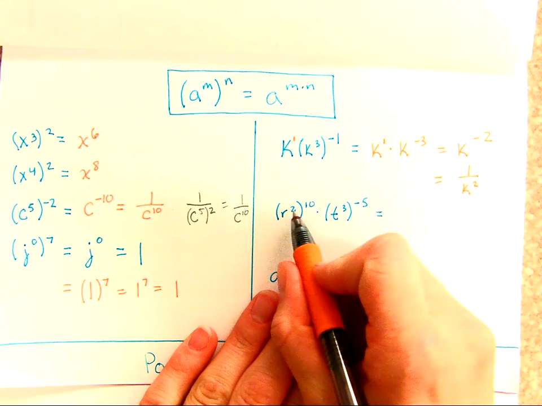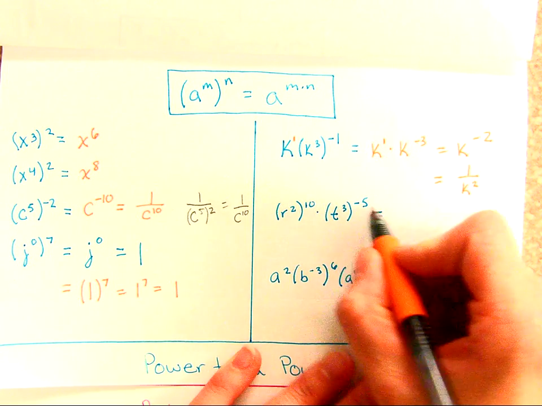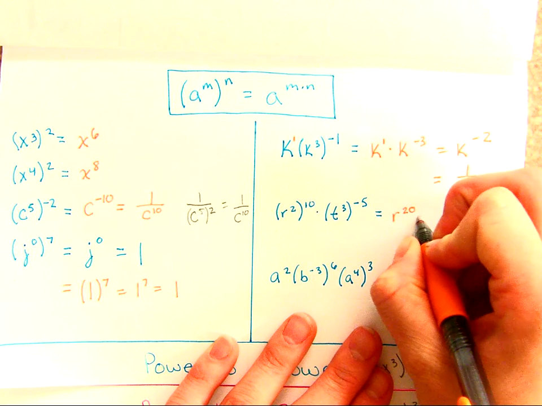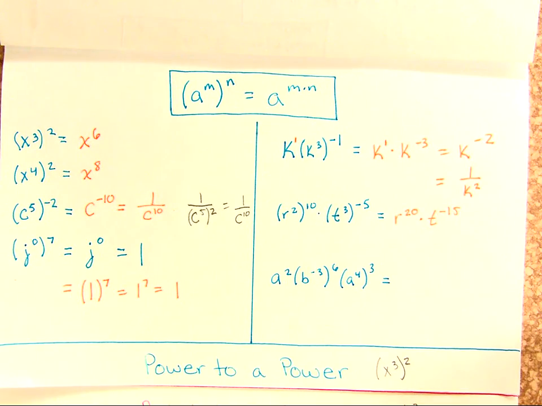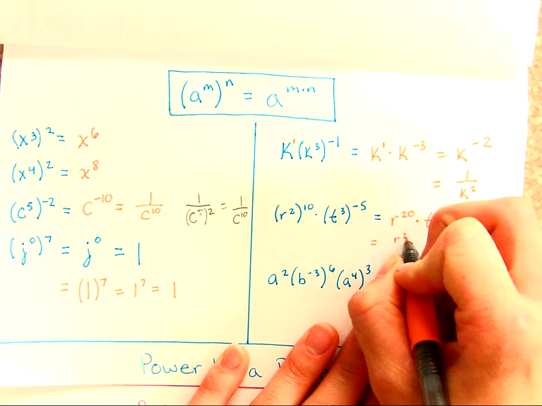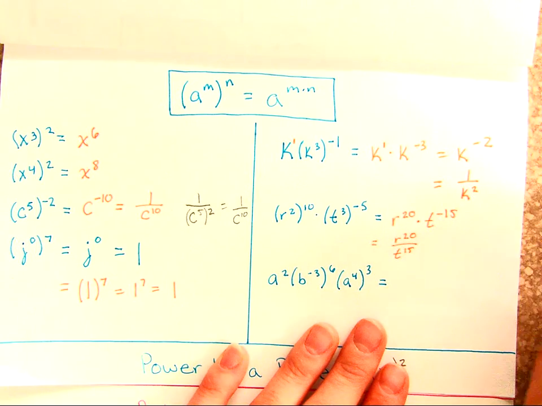So this one, I've got 2 power to a power. So I'm going to multiply both of those to get r to the power of 20 times t to the power of negative 15. We can't have negative exponents, so that negative's got to come down. This becomes r to the power of 20 over t to the power of 15.